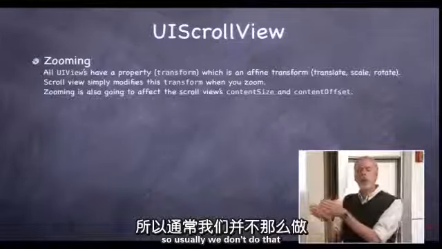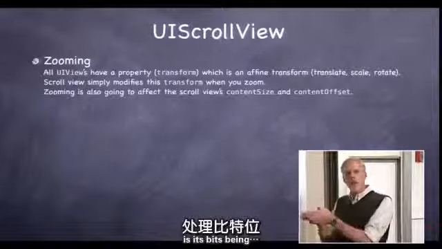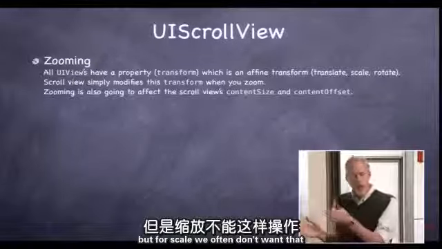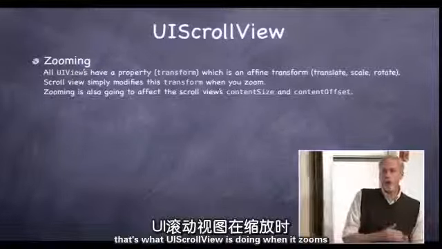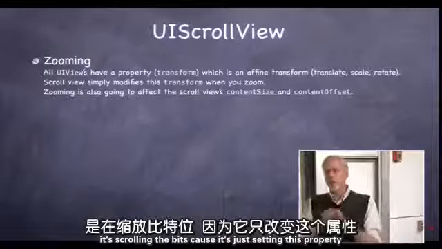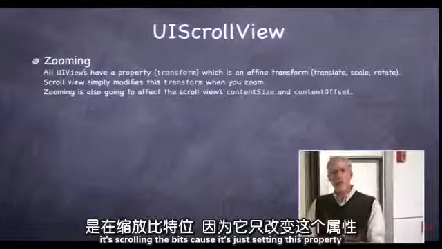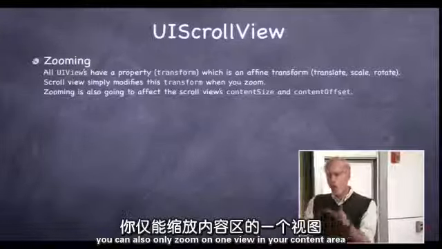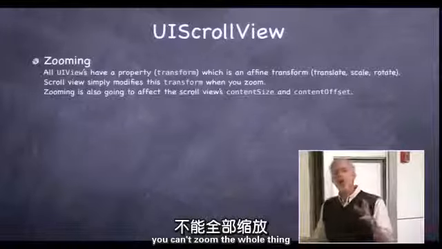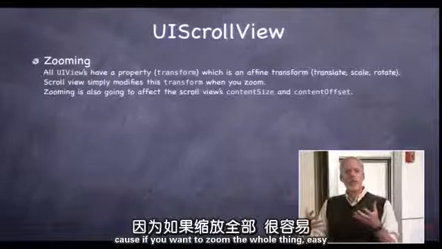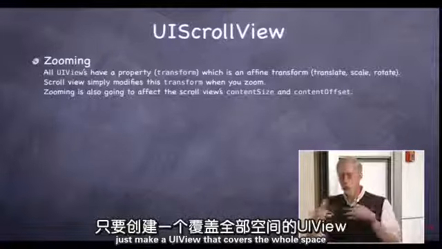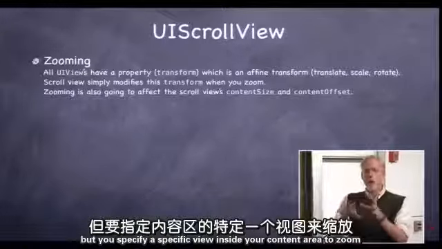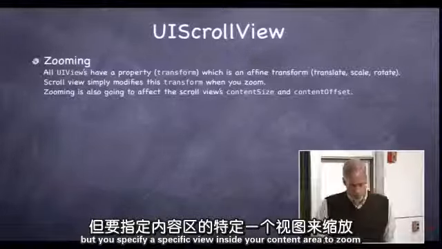So normally we don't do that because that's usually not what we want. Maybe we want that for translate and possibly for rotate too, but for scale we often don't want that. But understand that that's what UIScrollView is doing when it zooms, it's scaling the bits, because it's just setting this property. That's all it does. You can also only zoom one view in your content area. You can't zoom the whole thing. Of course, if you want to zoom the whole thing, easy. Just make a UIView that covers the whole space and put all your other views as subviews of it. It'll work great. But you specify a specific view inside your content area to zoom.